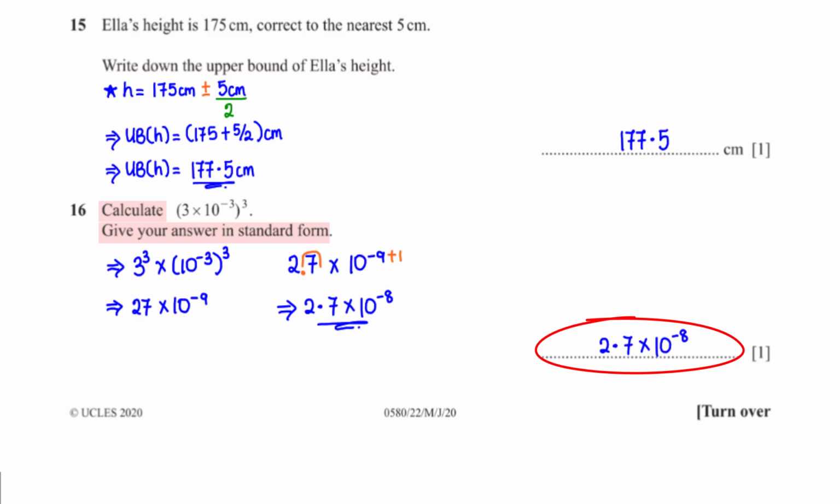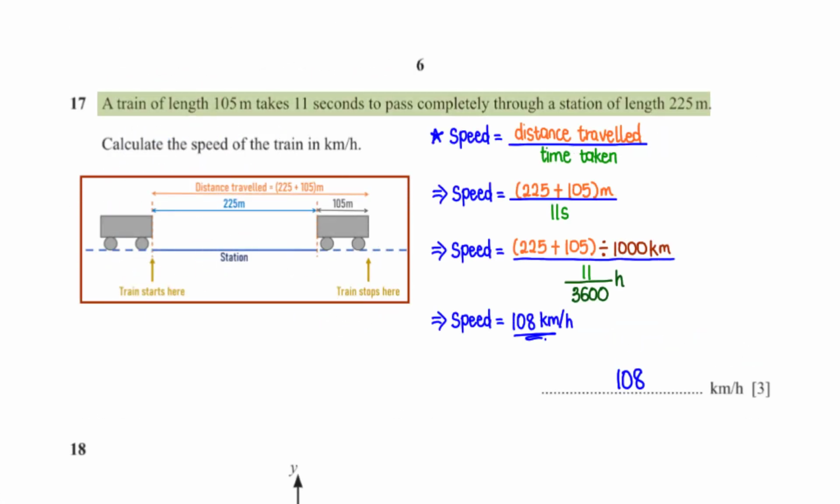A train of length 105 meters takes 11 seconds to pass completely through a station of length 225 meters. Calculate the speed of the train in kilometers per hour. The speed of the train is equal to the total distance the train traveled divided by the time it took to travel that distance.